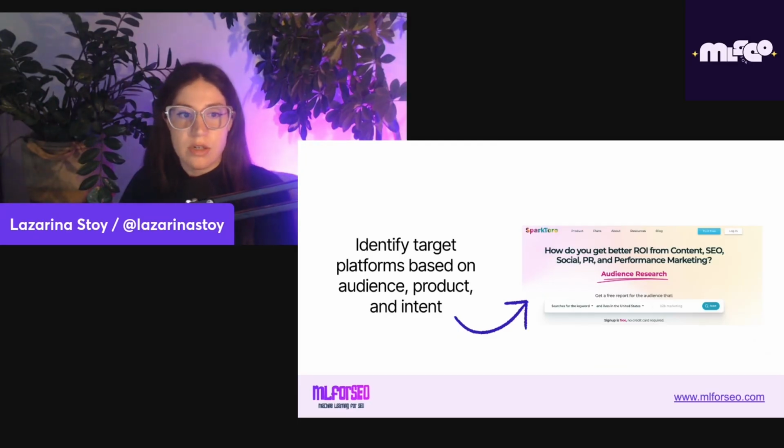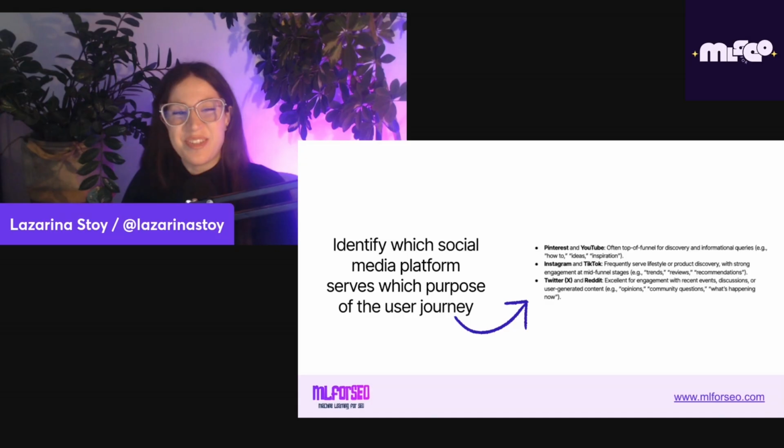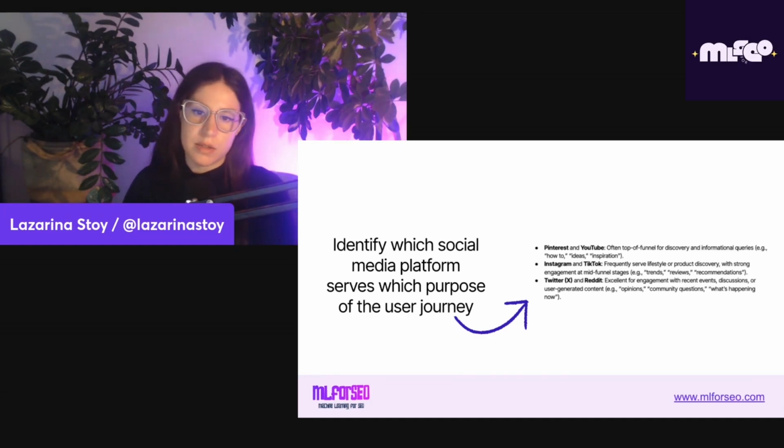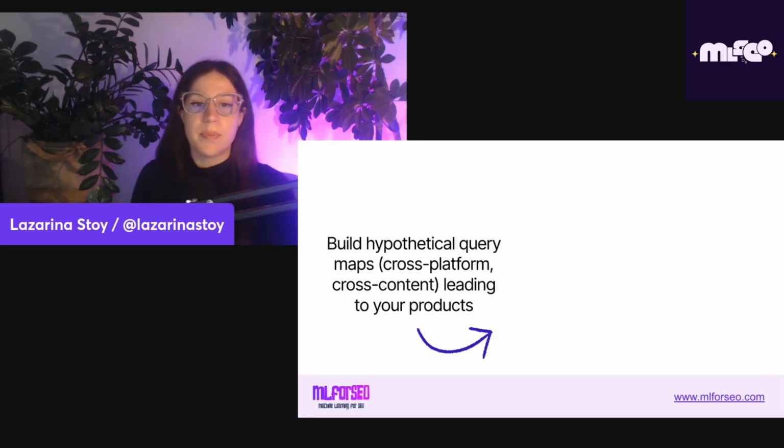What the suggestion is here would be to identify target platforms that your audience uses. Then identify which social media platform serves which purpose of the user journey. For instance, for your audience, you might see that Pinterest and YouTube are top of funnel discovery and informational queries like how-to, ideas, and inspiration. Then you might see Instagram and TikTok appearing as lifestyle or product discovery, like trends, reviews, and recommendations. And then Twitter and Reddit for community engagement, discussions, and user-generated content. But bear in mind that this will vary based on your niche.